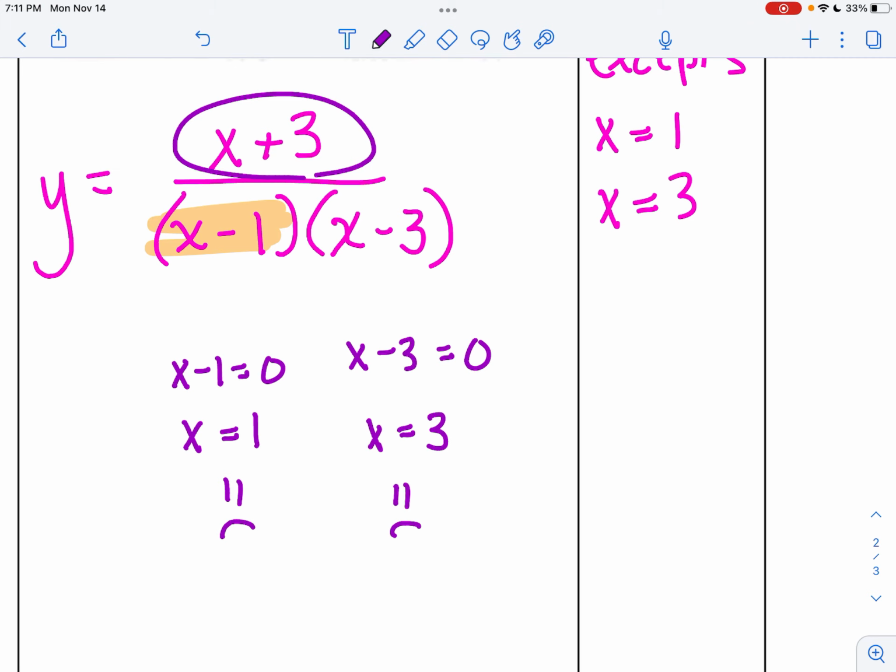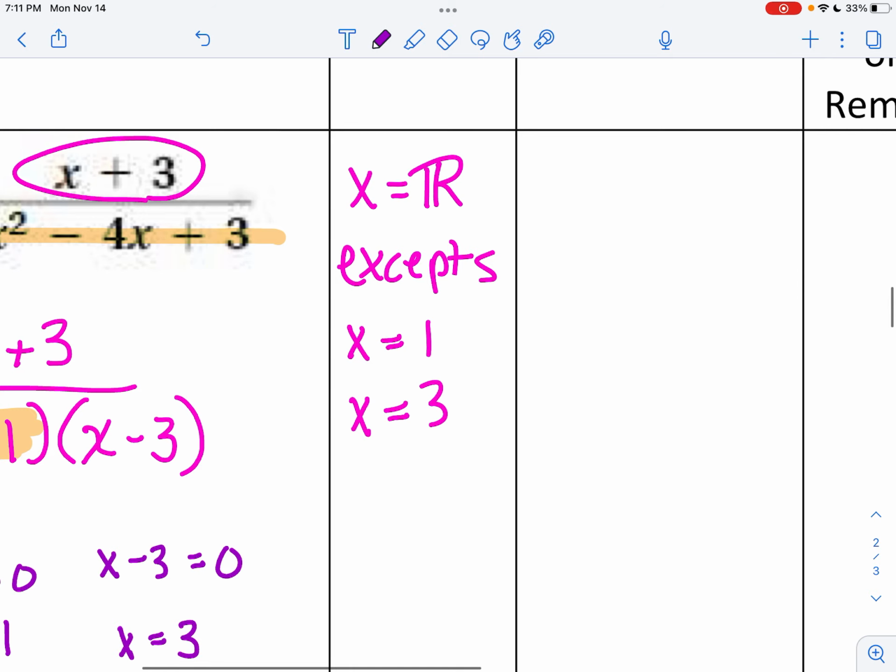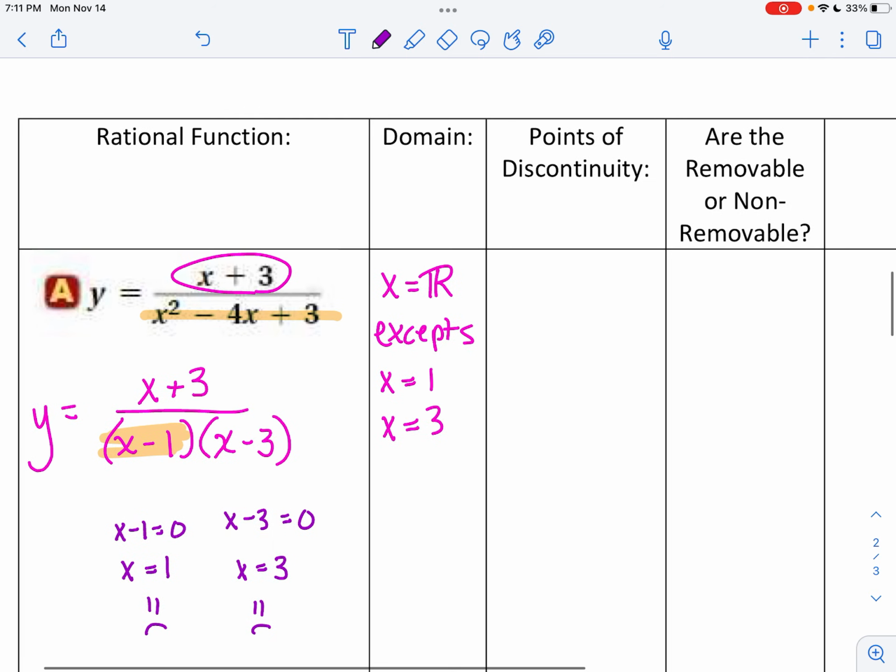Did you notice I didn't care about the numerator at all? All right, so that's your domain. Points of discontinuity are... Can you tell? I'm going to guess 1 and 3. I think that was a really good guess. x equals 1 and x equals 3.